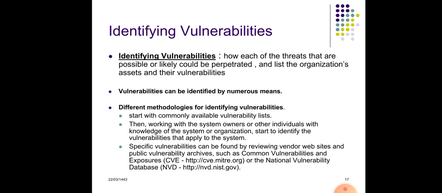Vulnerabilities can be identified by numerous means. Different methodologies are associated with identifying the vulnerabilities. Start with a commonly available vulnerability list, where the weaknesses are, what you need to take care about, and from where the attacker will attack the particular system. Then, working with the system owners or other individuals with knowledge of the system or organization, start to identify the vulnerabilities that apply to the particular system.